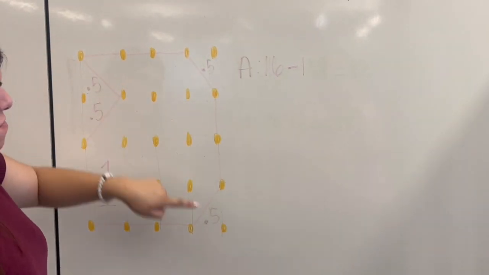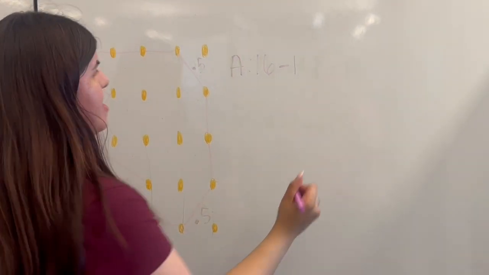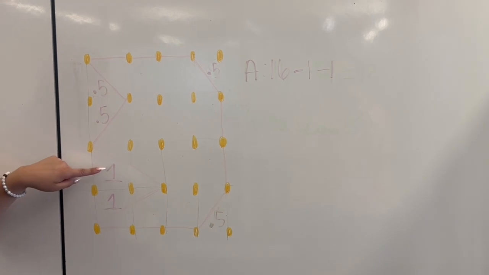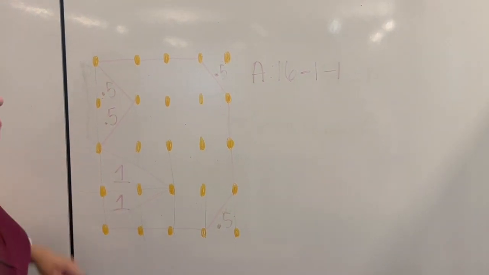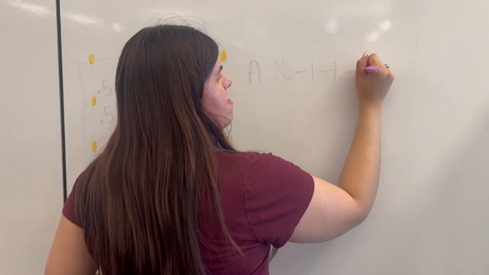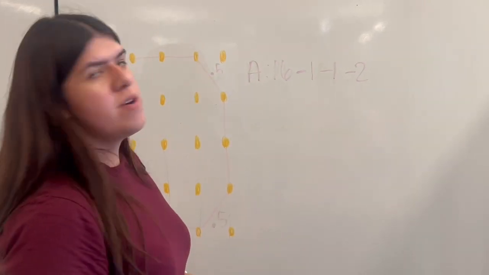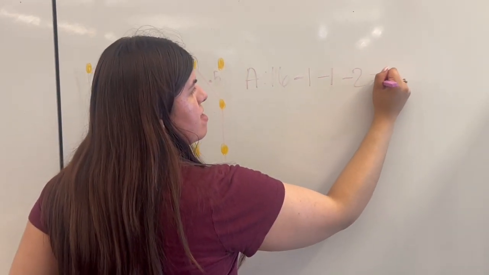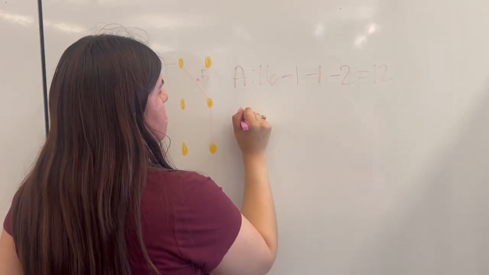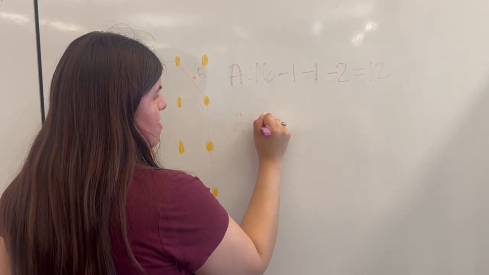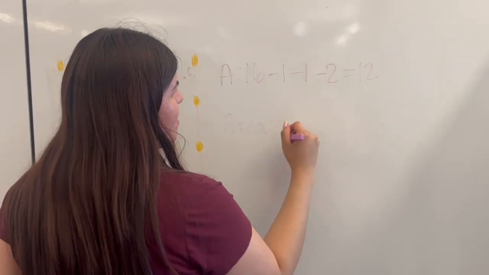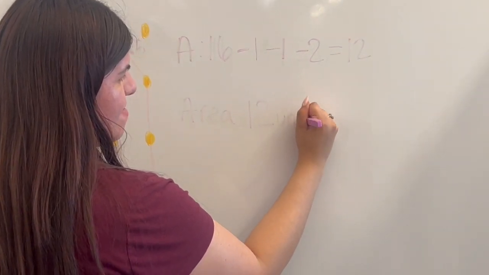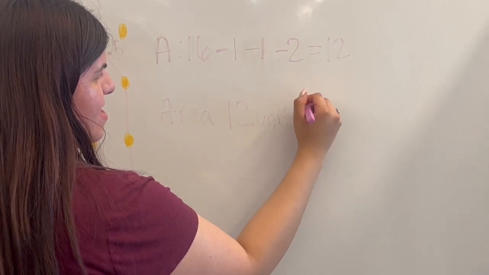And then 0.5, 0.5, it makes 1. So we're gonna write another 1. And then for this side, it'd be 1 and 2. So we're gonna subtract 2. We're gonna be subtracting 4 away from 16, which is 12, making our area 12 units square.